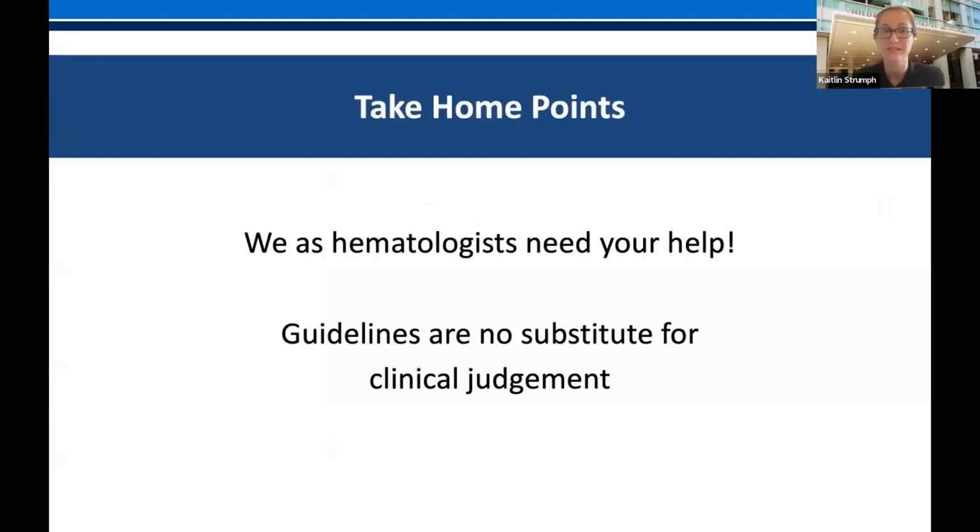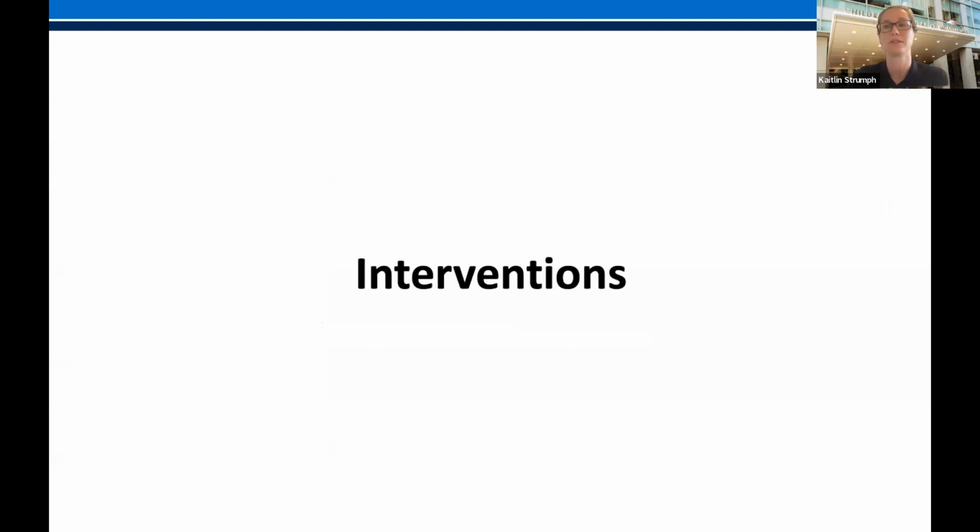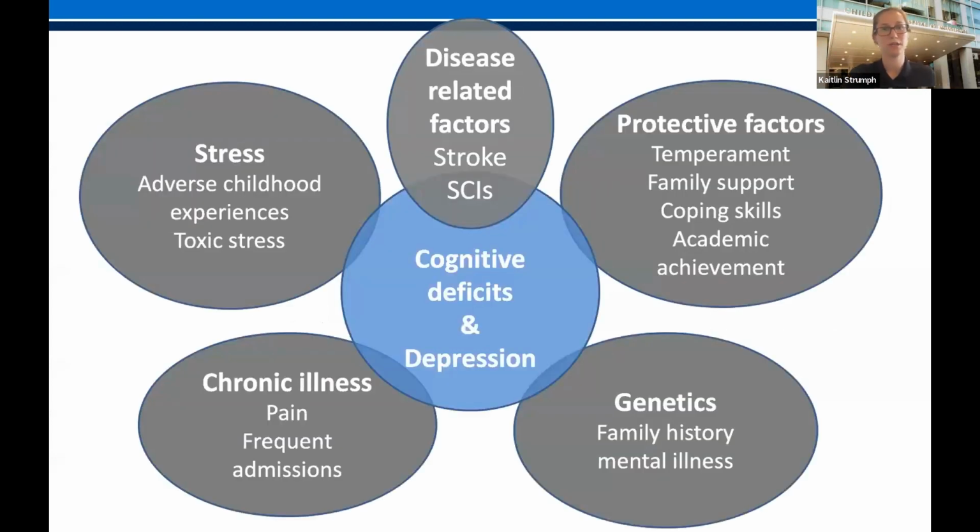So take home points from this: we as hematologists really need your help, and guidelines are really just no substitute for clinical judgment. All right, so talking a little bit about interventions. These are all of the factors that can go into cognitive deficits and depression. And this is just, in general, right, in any child.